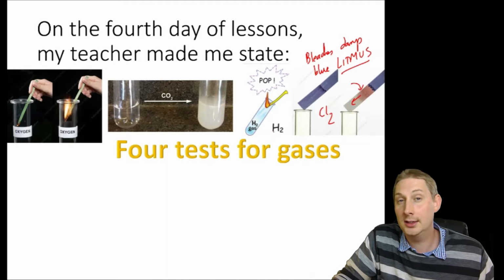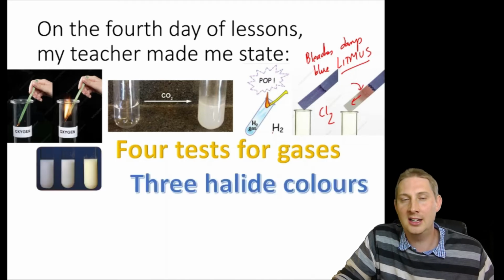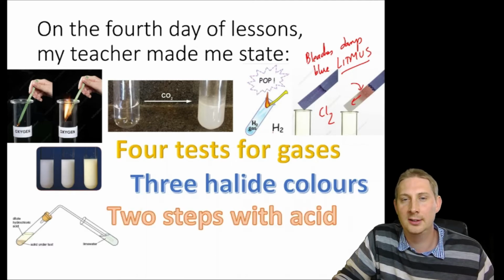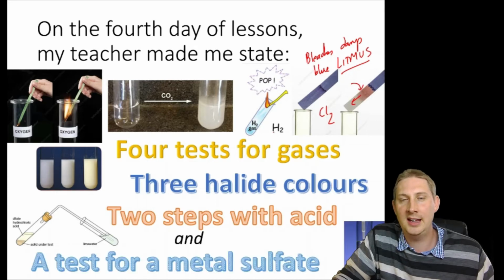What was 3? 3 halide colours. Can you remember the reagent? Can you remember the colours? What did we used to do for a carbonate? 2 steps with acid. And finally, a test for a metal sulfate.